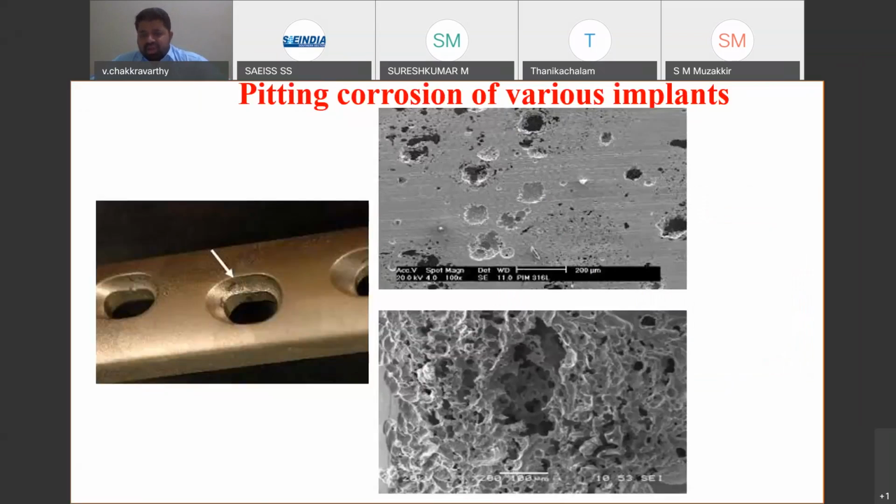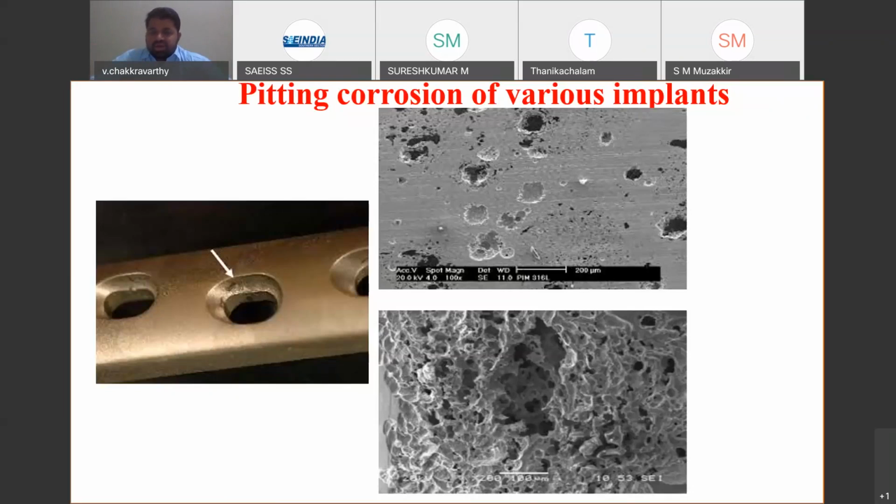It is called pitting corrosion. This pitting corrosion is the most common corrosion problem, especially with stainless steel and titanium implants. Some small micro pits will develop on the surfaces of the implant, due to the etching effect. Whenever our body fluids interact with the implant surface, they start etching the implant, which leads to this kind of small pit formation.